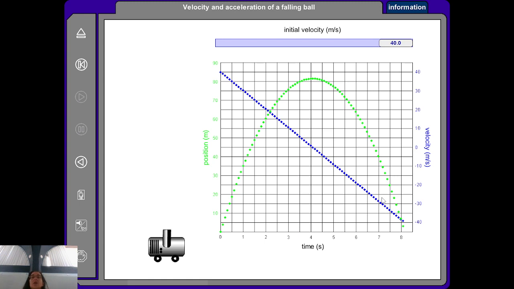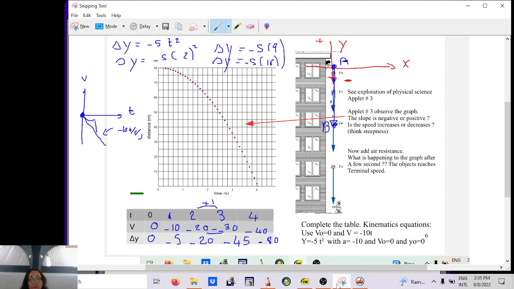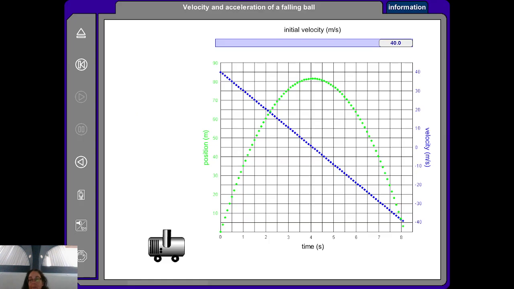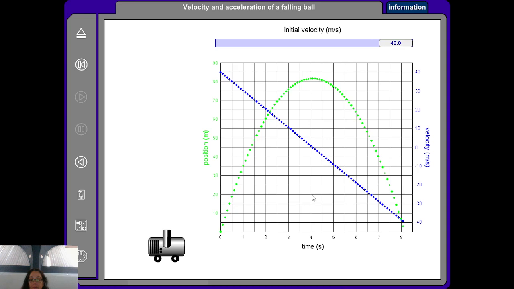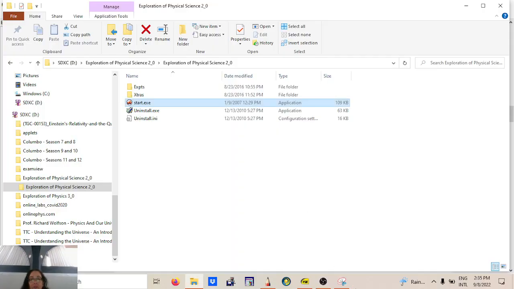Do you understand? So can you write the kinematic equation for that object? You have everything. So just the kinematic equation. The initial velocity is 40. So I don't know if I can do it here. See, it won't let me. So how can I do that? It's fine, I can do it here.